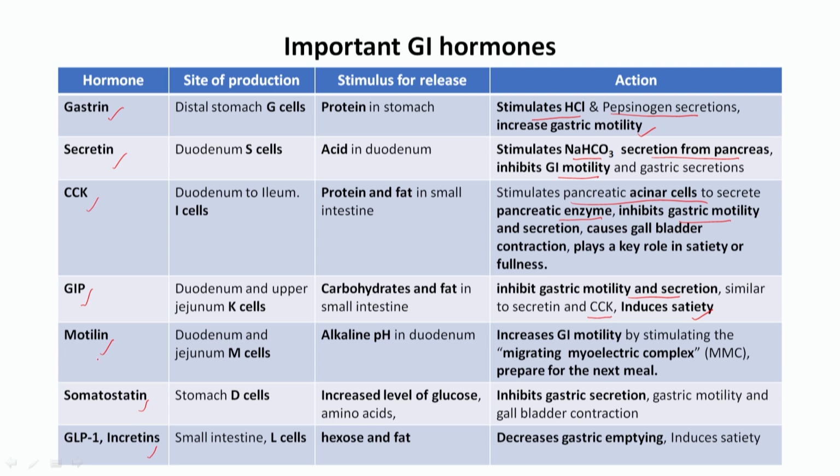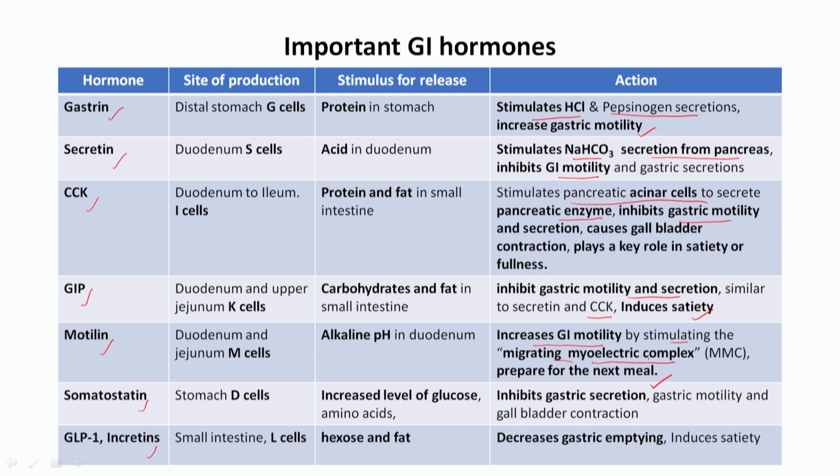Then motilin is a very important hormone. It increases gastric motility by stimulating the MMC, the migrating myoelectric complex, and it prepares the gastrointestinal tract for the next meal. Whatever leftover is there will be removed by motilin because it causes increased gastric motility. Somatostatin, as we said, is inhibitory in nature, and incretins decrease gastric emptying and induce satiety. So these are the important hormones secreted from the gastrointestinal tract.